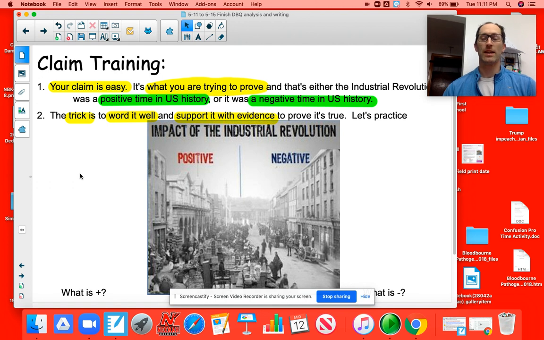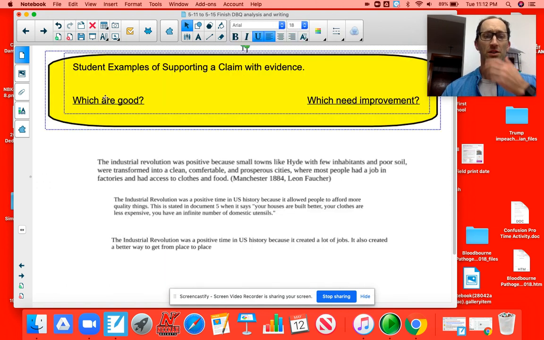All right, claim training. Your claim is really easy. It's basically what you're trying to prove, and you're going to prove that it was a positive time in U.S. history or it was a negative time in U.S. history. The trick is wording it well and supporting it with evidence. Let's take a look at some of your work in practice number 1. Which student examples do you think were good and which ones need improvement? I'm going to read them and we'll drag them over.